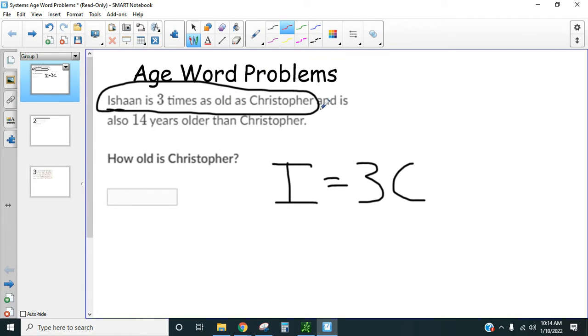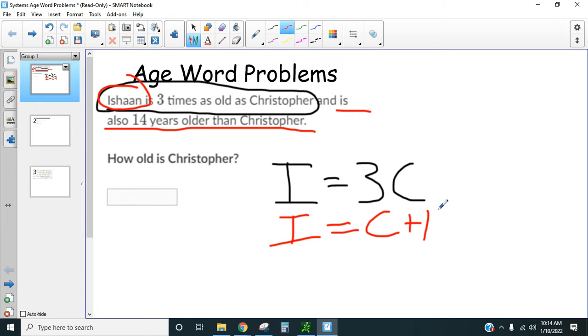Okay, next one. Ishan is also 14 years older than Christopher. So that would look like this, right? I equals Christopher plus 14 years.